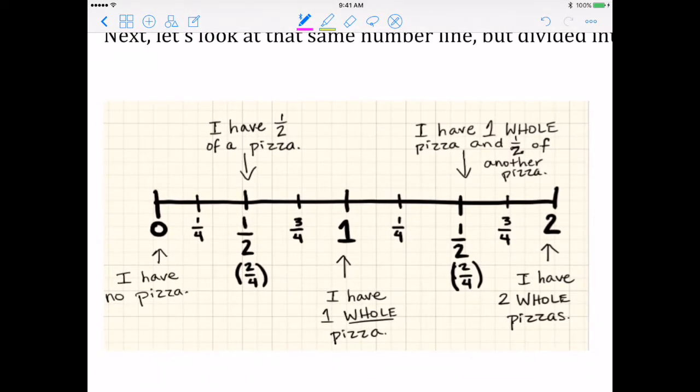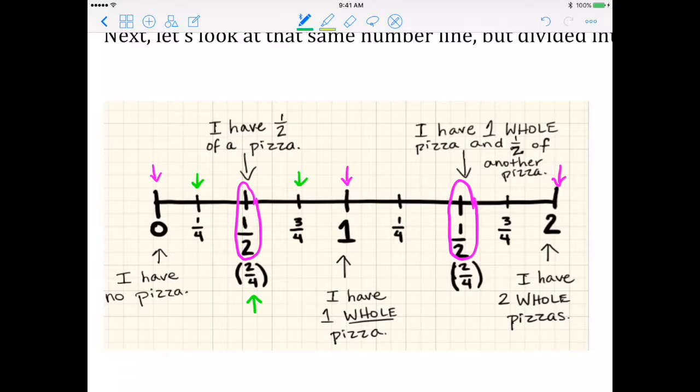So now, if we look at this number line, we still have our 0, 1, and 2. We still have our 1/2 mark between 0 and 1 and between 1 and 2. But now we also have our 1/4 marks. So here we have 1/4. Here is 2/4, 3/4.